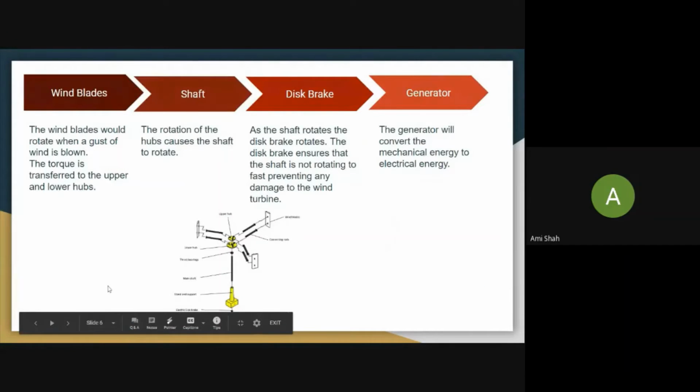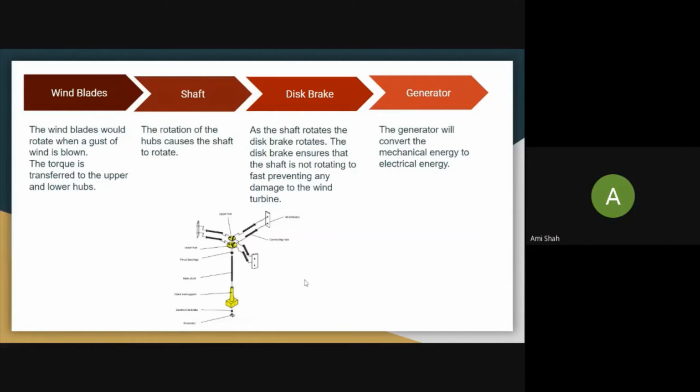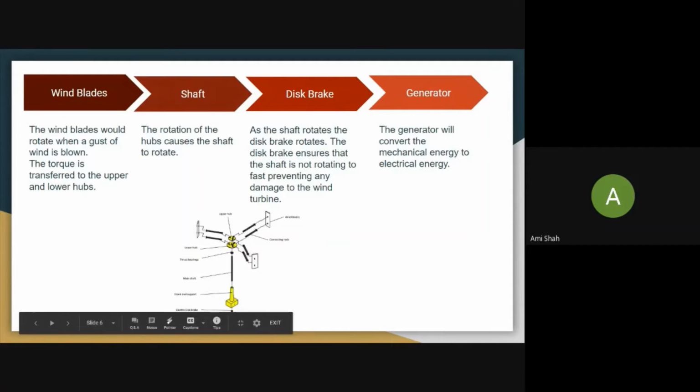So this is how our wind turbine functions. When the wind blows, it's going to cause the wind blades to rotate, and this causes the shaft to rotate as well. The shaft is connected to a disc brake. The disc brake will ensure that at high rotational speeds, it stops the motion of the wind turbine. This helps prevent any damage, and eventually the generator will convert the mechanical energy to electrical energy.